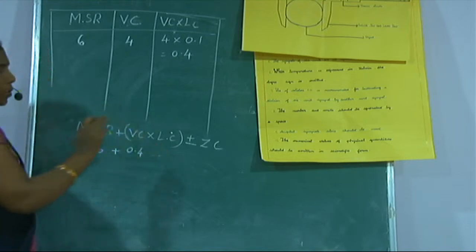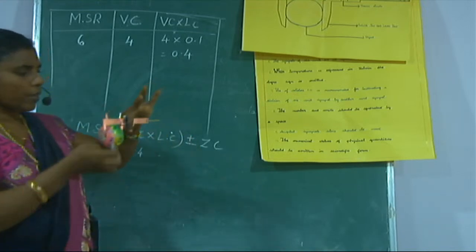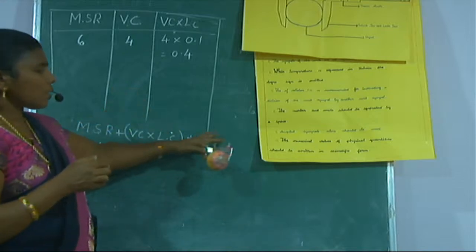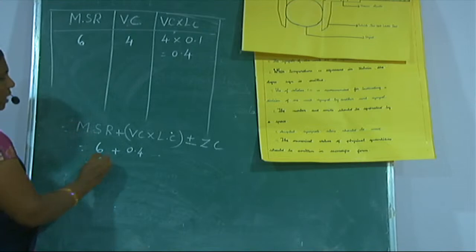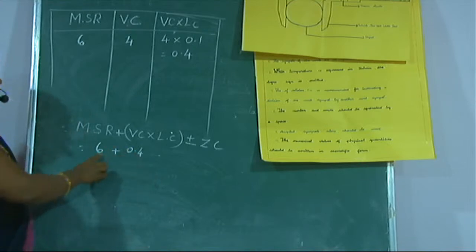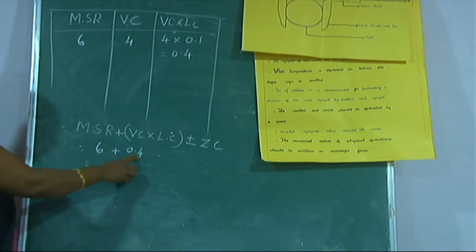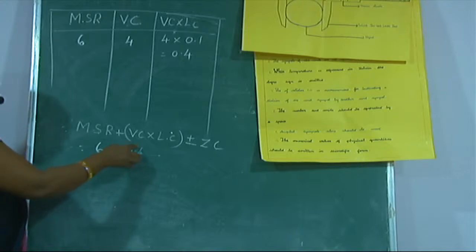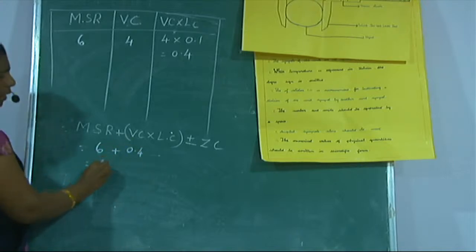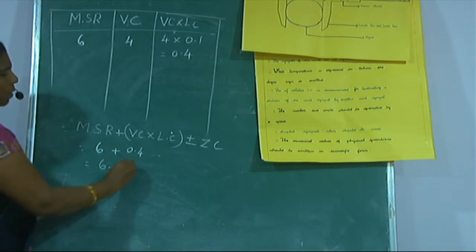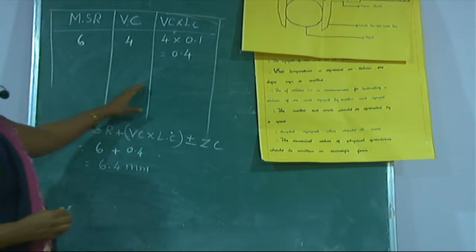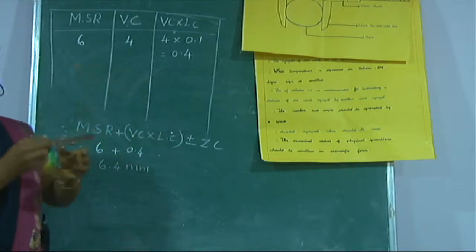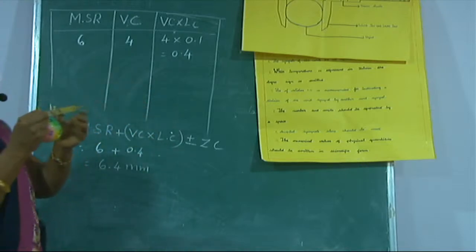Then here there is no error. This vernier caliper has no error, so the zero correction is not needed. So we can just write 6 plus 0.4. Listen, 6 is the whole number and 0.4 is the decimal number. Just add and you will get 6.4 millimeter. Like that you can find the thickness of an object using a vernier caliper. We can find it by using this formula.